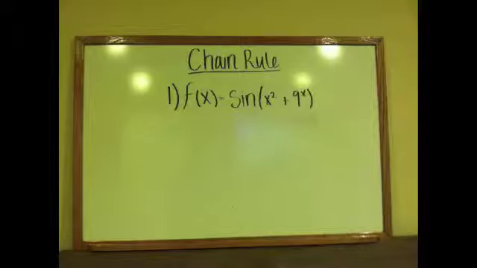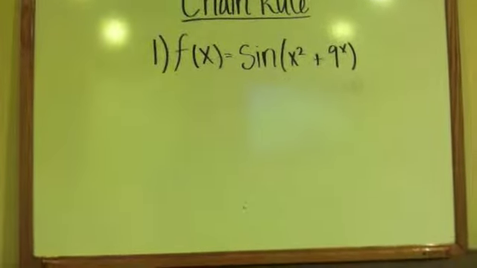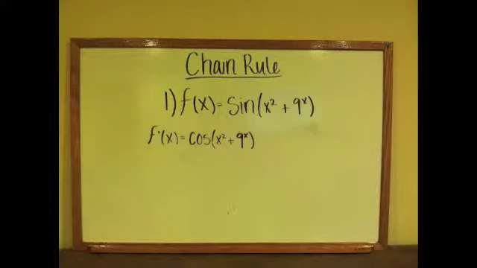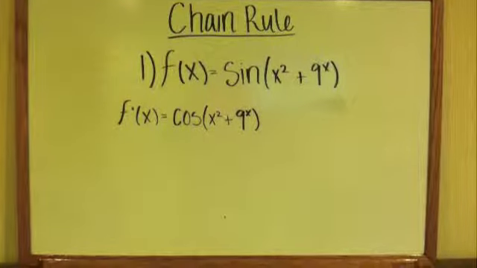This should be easy. This is the first problem Santa gave me. F of x is equal to sine of x squared plus 9 to the x. To find the derivative using the chain rule, first you have to find the derivative of sine, which is cosine. So the answer would be cosine of x squared plus 9 to the x.